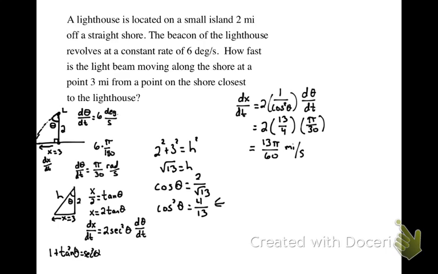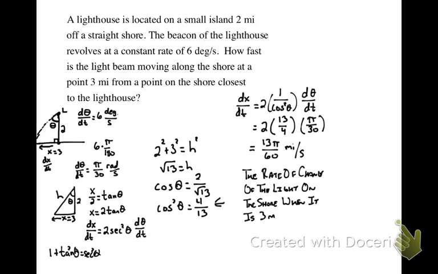This means that our answer in words would be the rate of change of the light on the shore when it is 3 miles from the closest point is 13 pi over 60 miles per second.